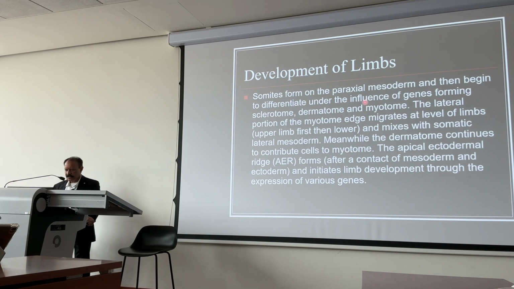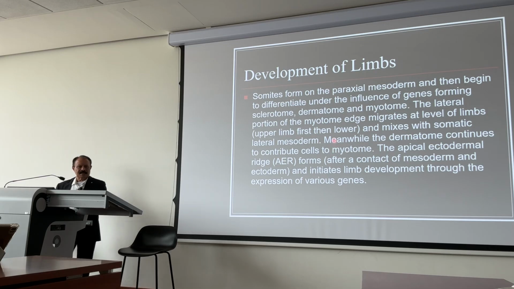Now quite a bit is written, and let me read it out. I don't love to read, but here I'm reading it. Somite is formed from the paraxial mesoderm and then begins to differentiate under the influence of genes, forming sclerotome, dermatome, and myotome. The lateral portion of the myotome migrates to the level of the limbs, upper limb first, then lower, and mixes with the somatic lateral mesoderm. Meanwhile, the dermatome continues to contribute cells to the myotome. The apical ectodermal ridge forms after contact of mesoderm and ectoderm and initiates limb development through the expression of various genes.